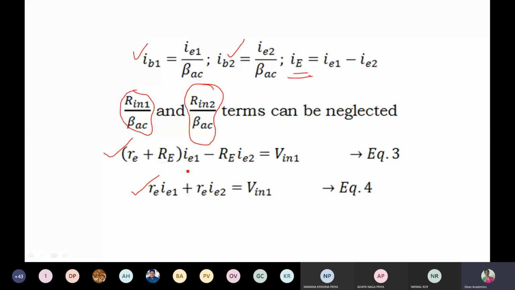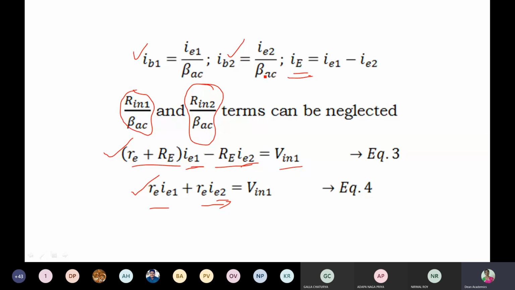Our aim is to express this equation in terms of IE1 and IE2 and in terms of voltage source V in 1. When we rearrange these equations, we will get (RE plus RE) into IE1 and capital RE into IE2 equals V in 1, and similarly RE IE1 plus RE into IE2 is equal to V in 1, right? So after this, what do we do, ma'am? We got two equations and two unknowns. To solve for these two unknowns, what do we have to do? One of you respond.